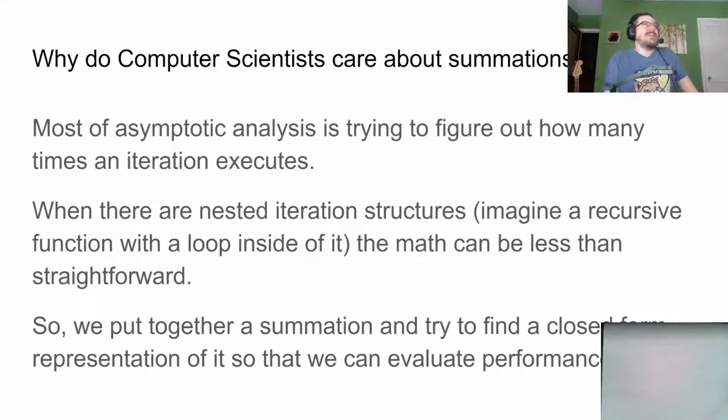I didn't even really know, it seemed like kind of out of left field. Why are we talking about summations? It didn't seem to fit in with everything else. And so since then, I've discovered the reason we talk about summations.